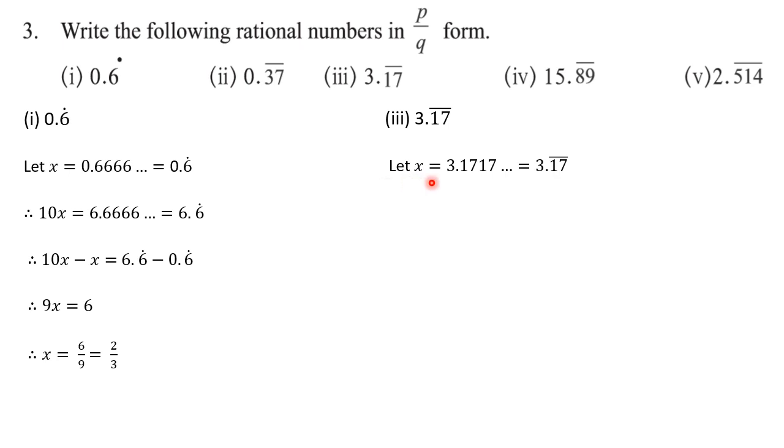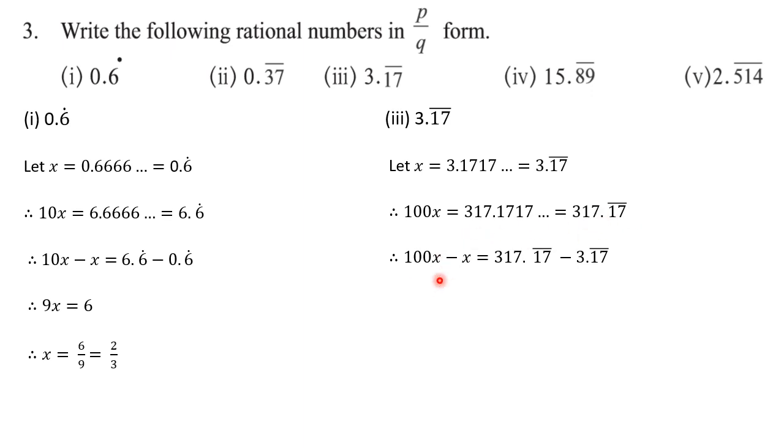So let x is equal to 3.1717 and so on. That is 3.17 recurring. Now since here two digits are recurring, we have to multiply by 100. So write down, therefore 100x is equal to, this will shift by 2 places, 317.1717 recurring, that is 317.17 recurring.